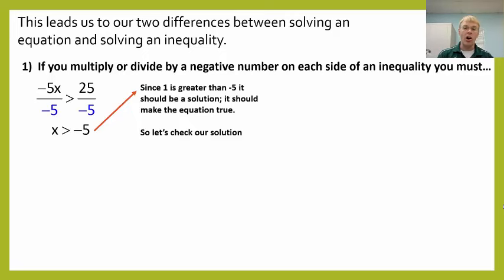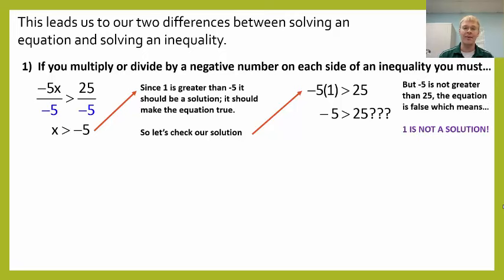So since all the numbers that are bigger than negative 5 should be solutions, that means 1 should be a solution, and it should make our inequality true. So let's check it out here. If I plug in 1, negative 5 times 1 is negative 5, and that leaves me with negative 5 is greater than 25, which we can see is obviously false. So we can see that 1 is not actually a solution.